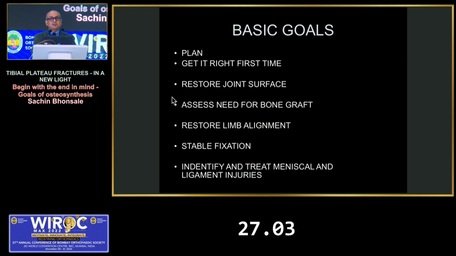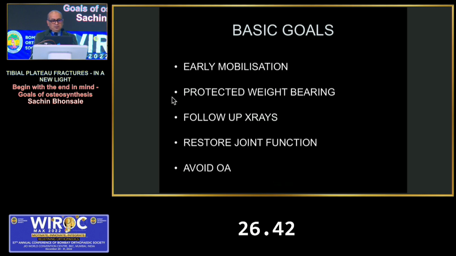Second is to assess the need for bone grafting, if it is required. Third is to restore the limb alignment. The fixation should be stable so that the patient can be mobilized early. And it's important to identify associated soft tissue injuries like an MCL rupture or any meniscal tears or entrapments. Further goals are early mobilization of the patient along with protected weight bearing, correct follow-up x-rays, and restoring joint function so that osteoarthritis is avoided.